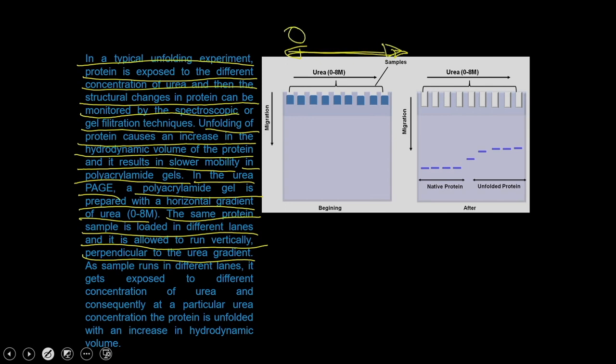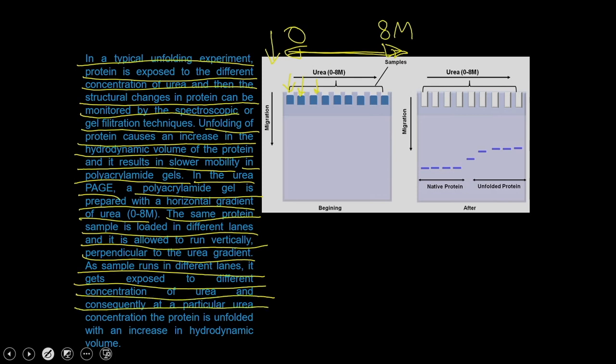So this side you are going to have 0, and this side you are going to have 8 molar urea, and then you are going to resolve the protein samples in each lane corresponding to each urea concentration. As the sample runs in different lanes, it gets exposed to different concentrations of urea, and consequently at a particular urea concentration the protein is unfolded with an increase in hydrodynamic volume.